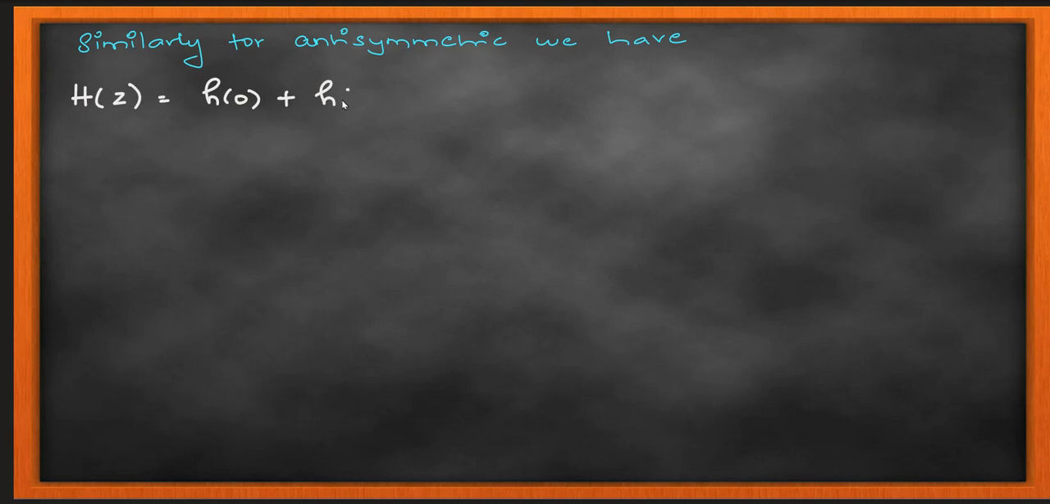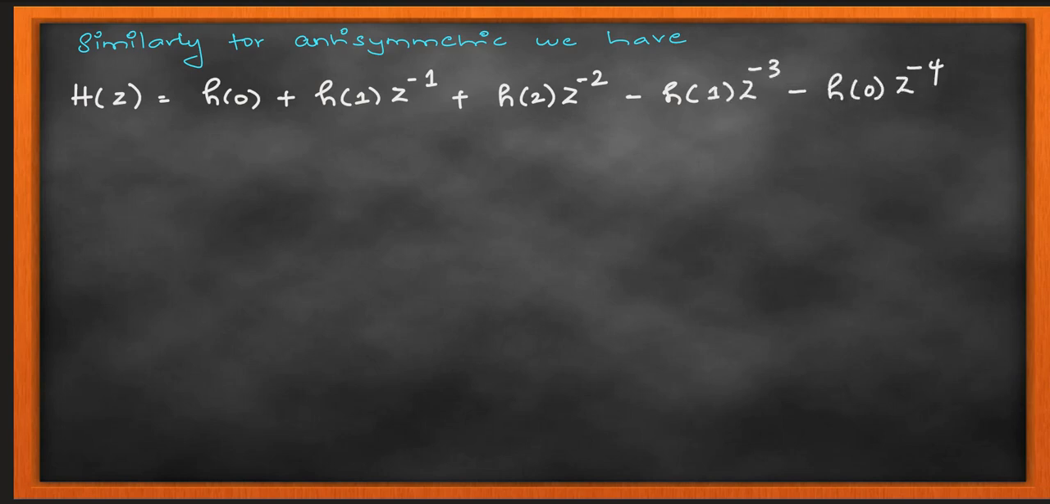Similarly for the anti-symmetry odd, that is when m is odd, the first half of the FIR must be equal to the negative of the second half. So in this case, I'll have h of 1 z to the power of minus 1 plus h of 2 z to the power of minus 2 plus this. And then you can see here my first half of the signal is equal to the negative of the second half of the signal. Good.